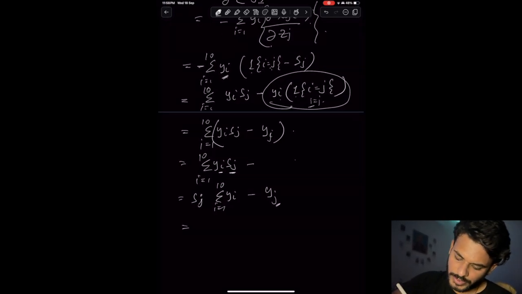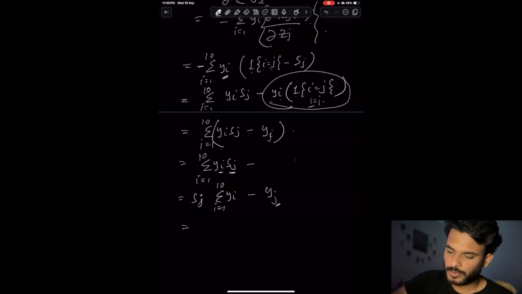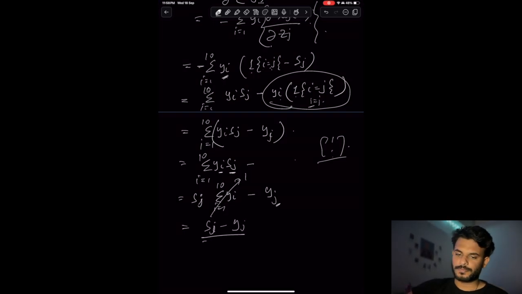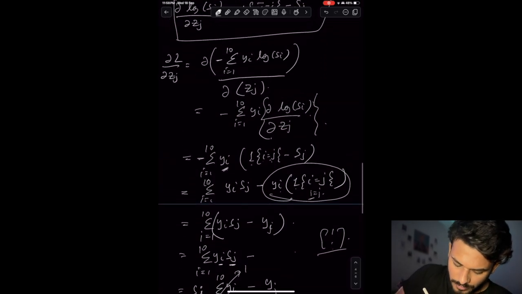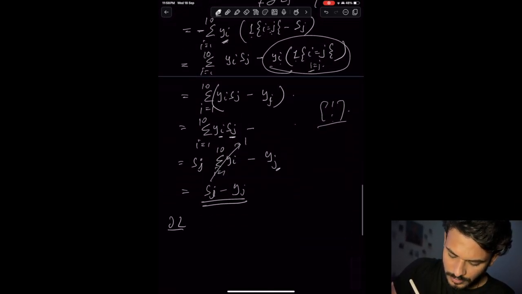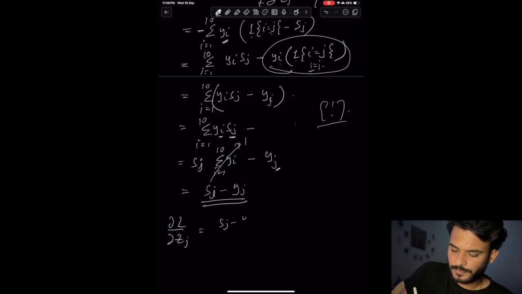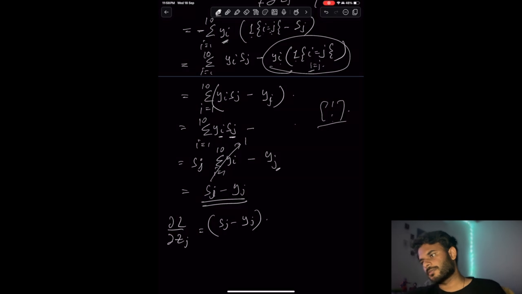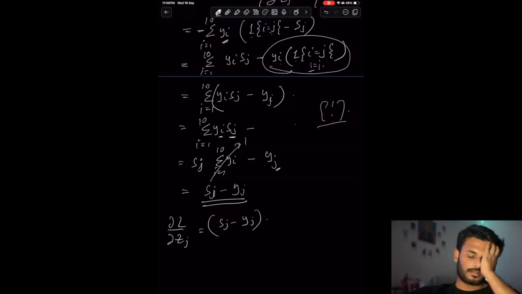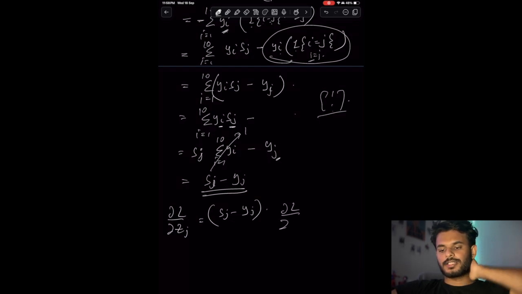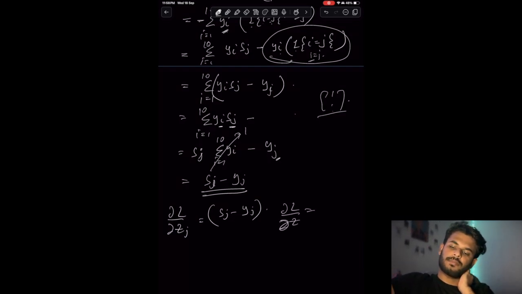Now summation of yi from i is equal to 1 to 10 turns out to be 1 because we have a one-hot encoded vector. So this simply becomes sj minus yj. Pretty simple, pretty straightforward. So we have del L by del zj turns out to be sj minus yj. Now you can write it in vector form, I mean in matrix form. Del L by del Z, Z is now your entire vector, it can be S vector minus Y vector.